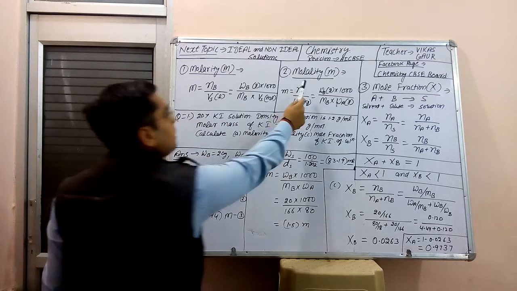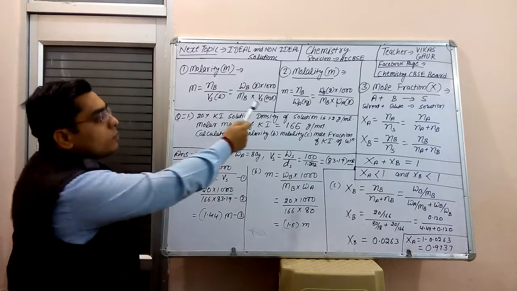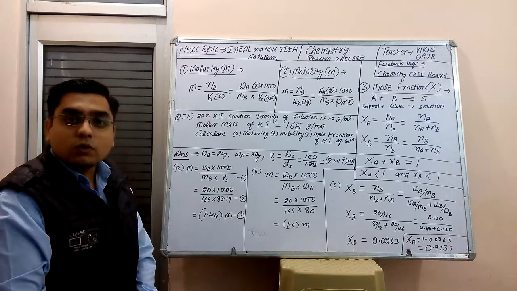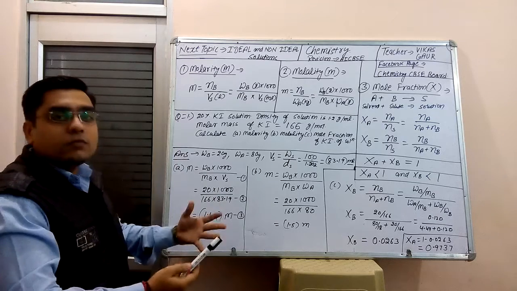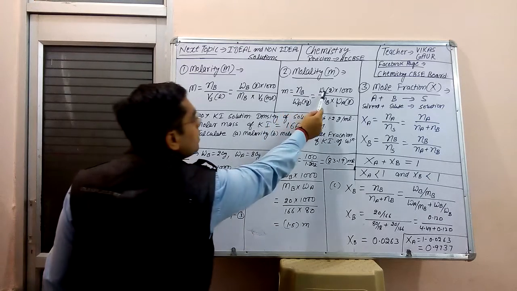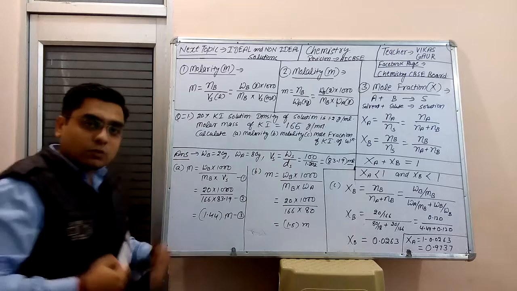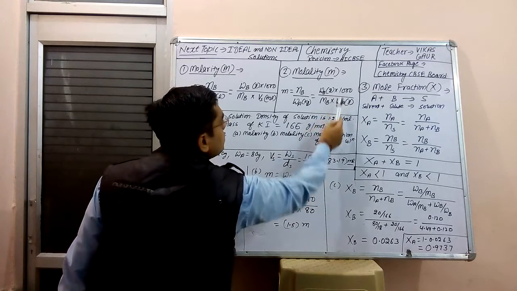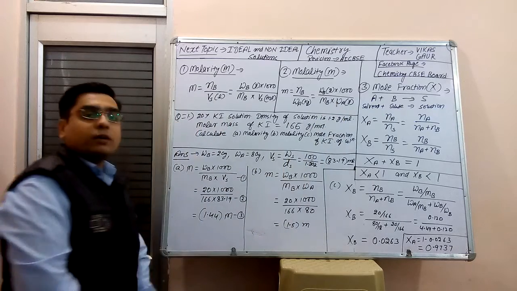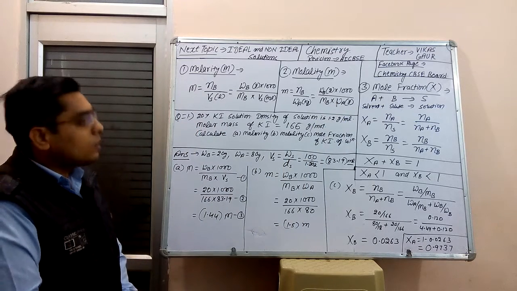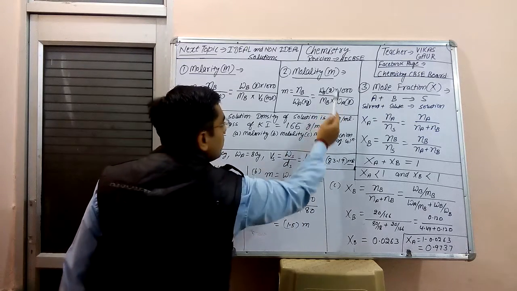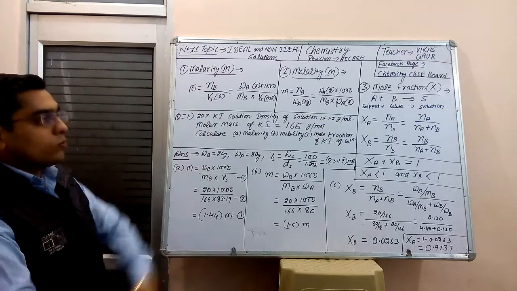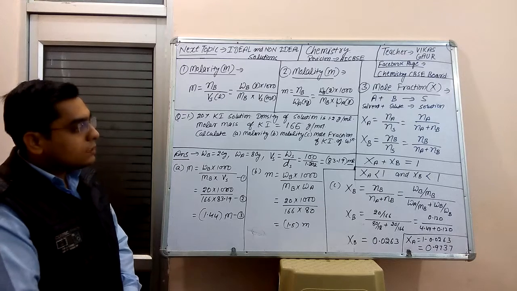Secondly, molality. This is the number of moles of solute dissolved per kilogram of the solvent. If we further expand the formula, m is equal to Wb upon Mb, meaning mass of solute upon molecular mass of solute, multiplied by 1000 upon Wa, the weight of solvent in grams, and this 1000 is to convert into kilograms. And the formula for mole fraction, having symbol X.